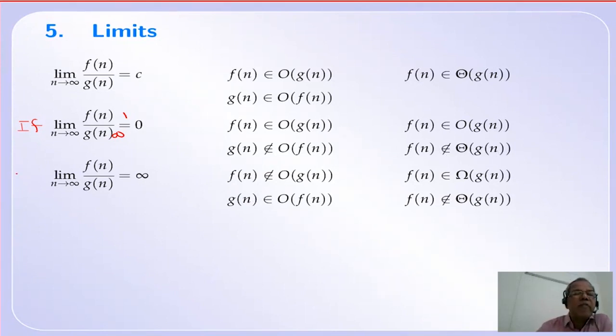A similar argument: if the limit of f of n over g of n as n tends to infinity is infinity, this is possible only if it is something like this, 1 over 0. That is, f of n grows much faster than g of n. Then we can say g of n is big O of f of n. f of n is growing faster. Therefore, this is an upper bound. And f of n is not big O of g of n. Take time to absorb these things.